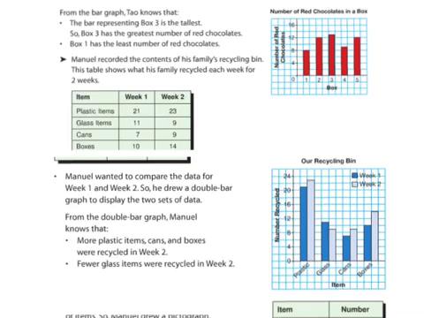And from this bar graph, we could see that more plastic items were in week 2 than in week 1. We could be specific, and we could say, okay, in week 1 there was 21, in week 2 there was 23. So just 2 more items were recycled. Fewer glass items in week 2. Again, we could be specific about the difference. Fewer cans in week 1, more boxes in week 2, and we could be specific about those differences. Again, a good choice for graph for this data.